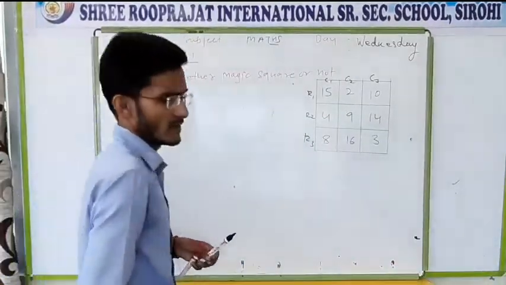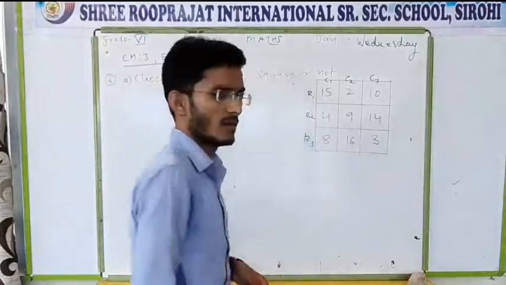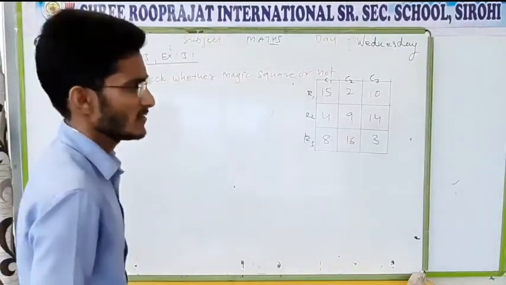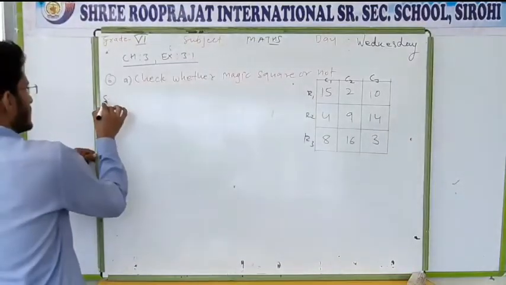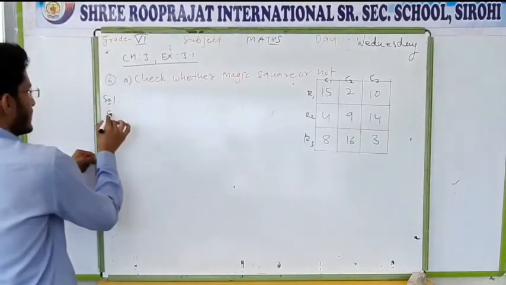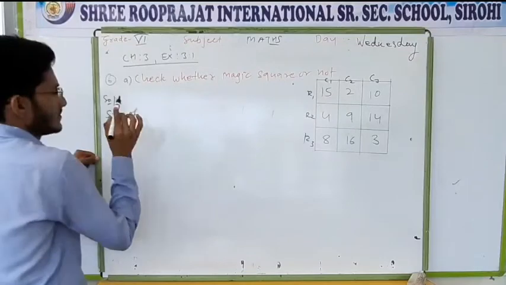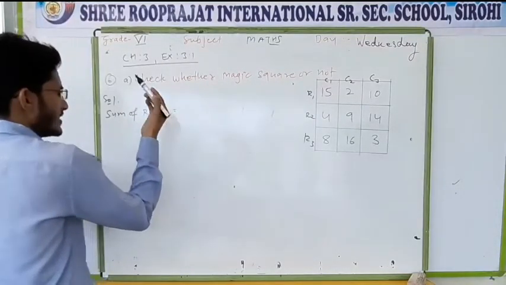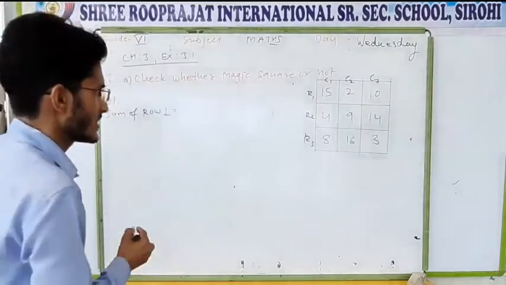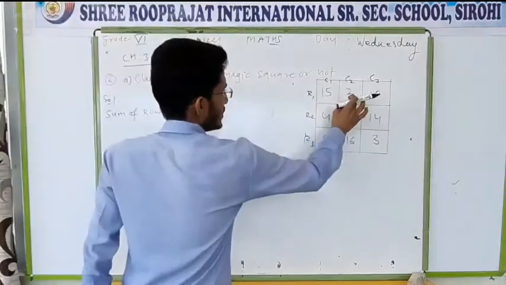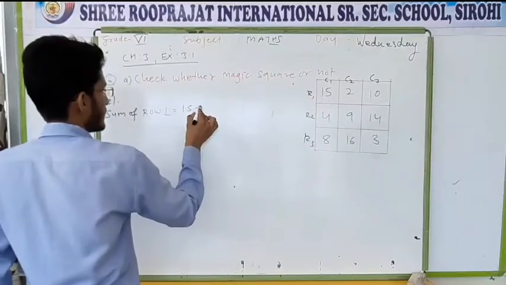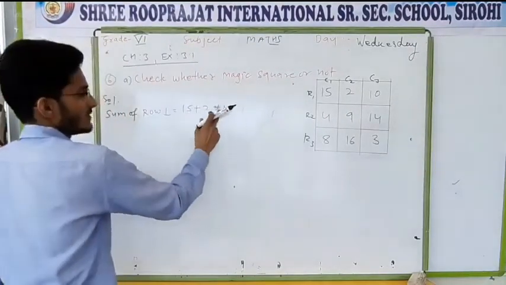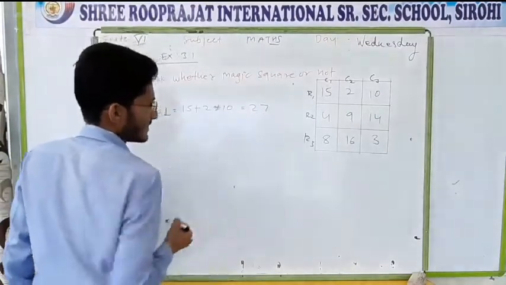For that we have to find out the sum of the columns and rows. So let's start. Sum of row 1, you can directly write R1, that means row 1. Row number 1: 15, 2 and 10. 15 plus 2 is 17, plus 10 is 27.